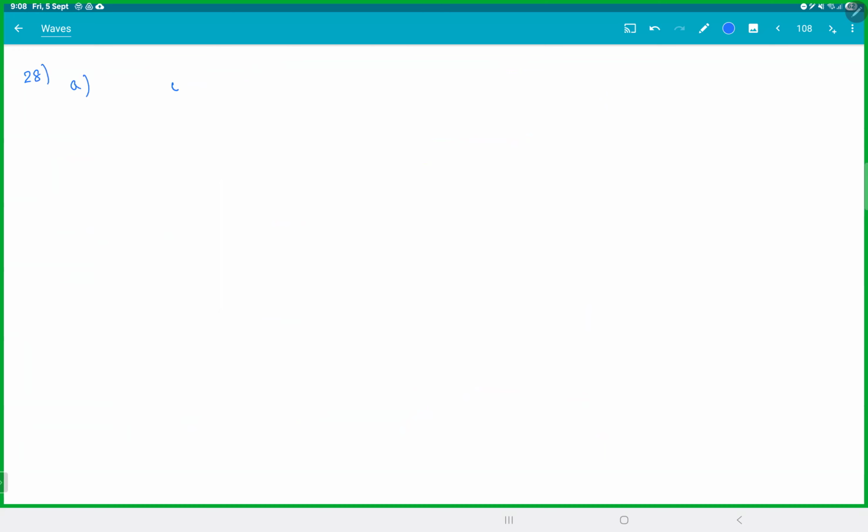What if I give you y is equal to 2a sine kx plus pi by 3 sine omega t plus 7 pi by 4. Fundamental frequency, meaning one loop. Draw the shape. Draw the string at t is equal to 0.